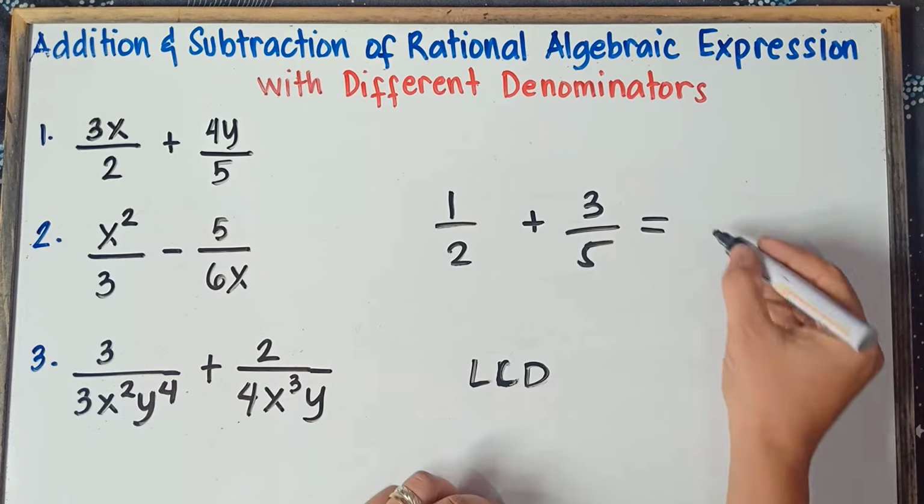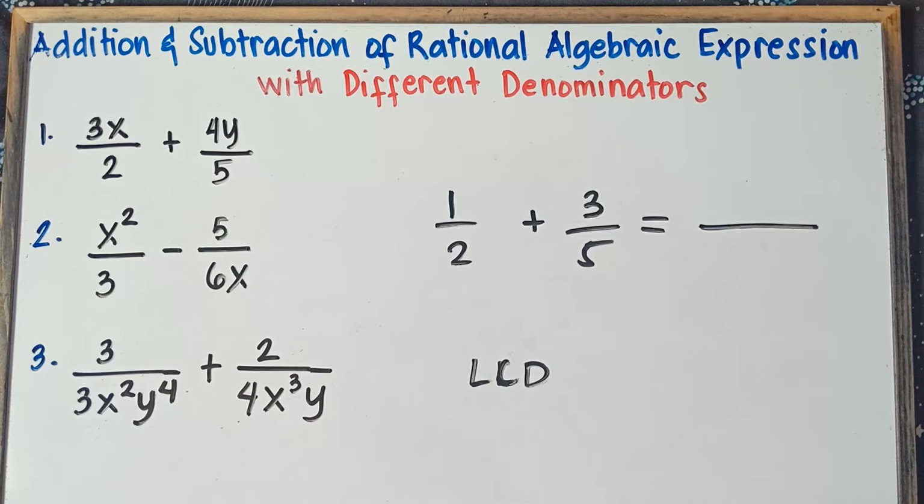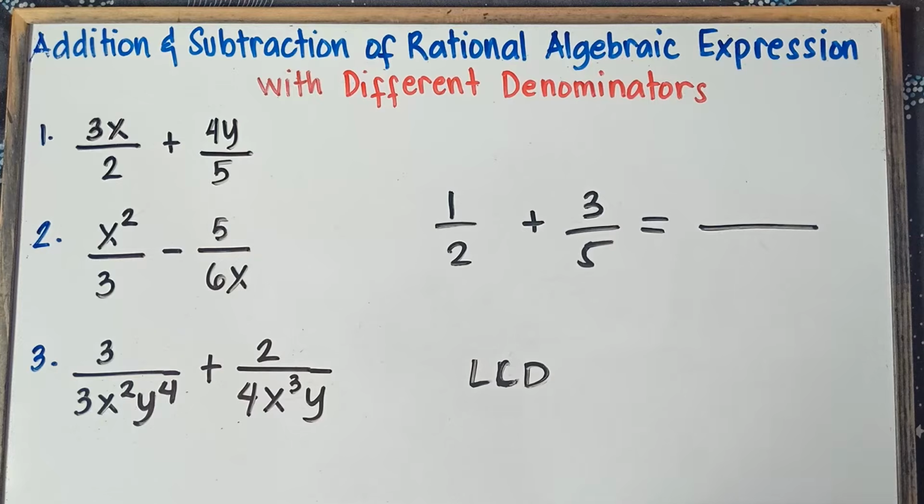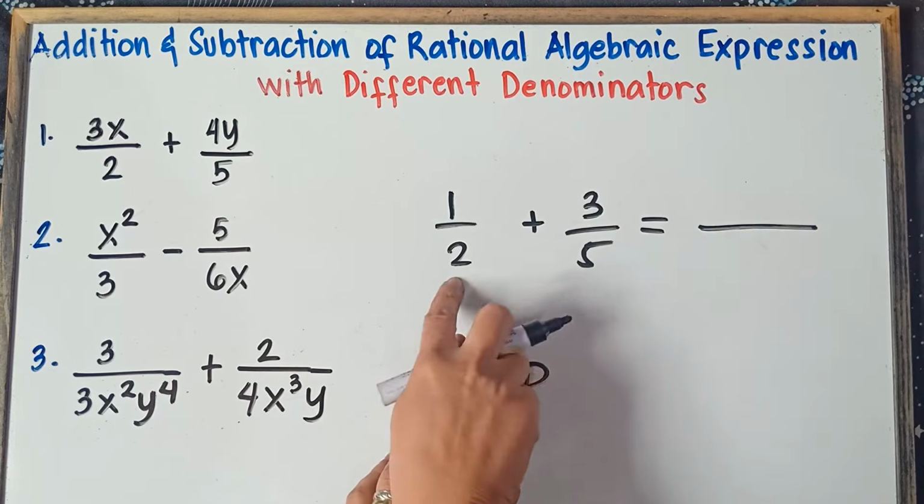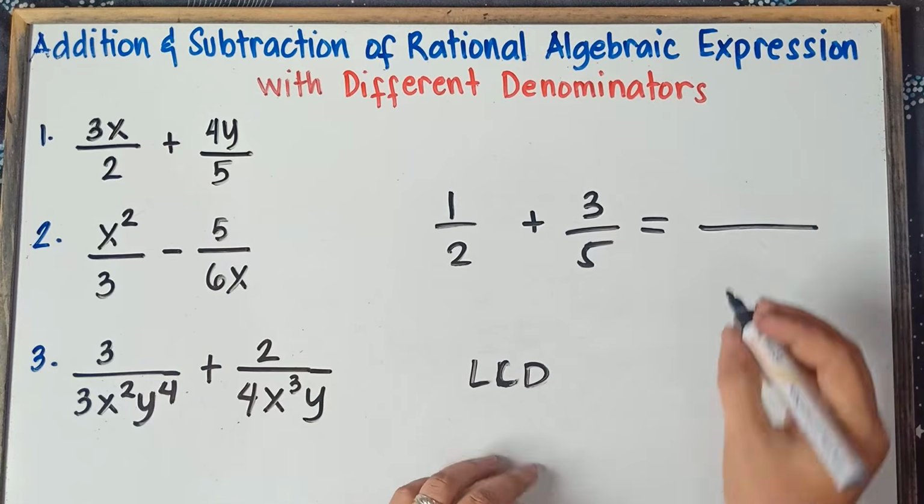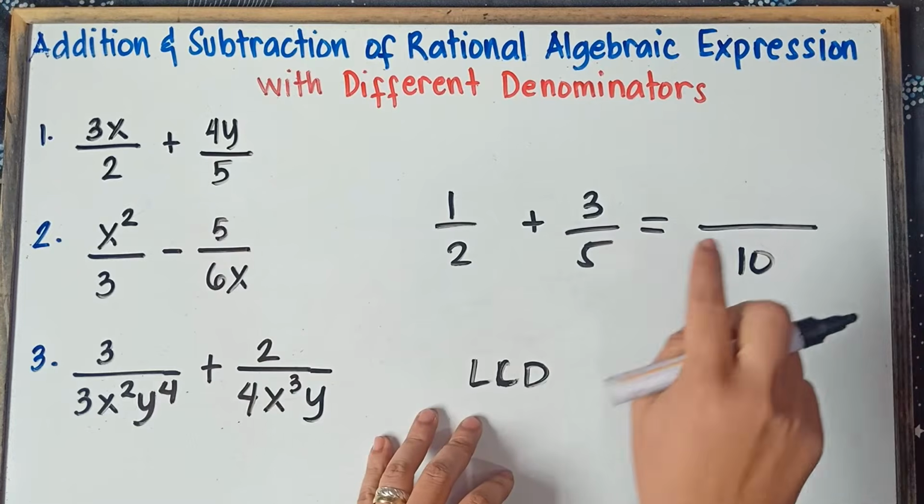The thing you need to do is think of a number that is divisible by 2 and divisible by 5. The least number that can be divided by 2 and can be divided by 5. What's the answer? That's correct, it should be 10, right? Because 10 is divisible by 2 and 10 is divisible by 5.